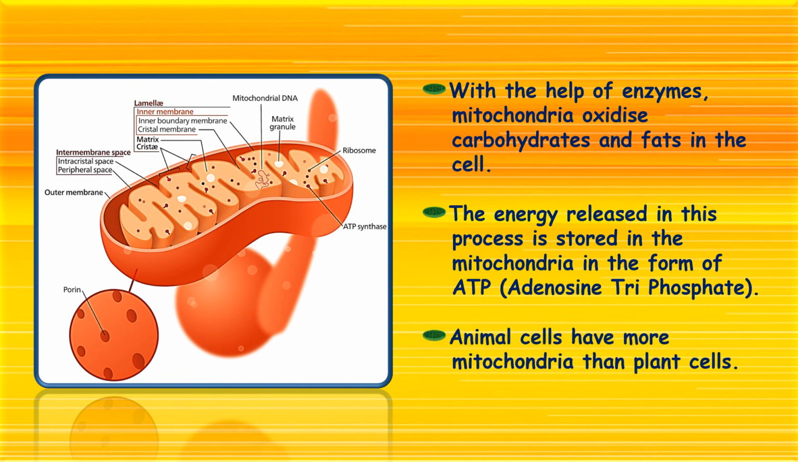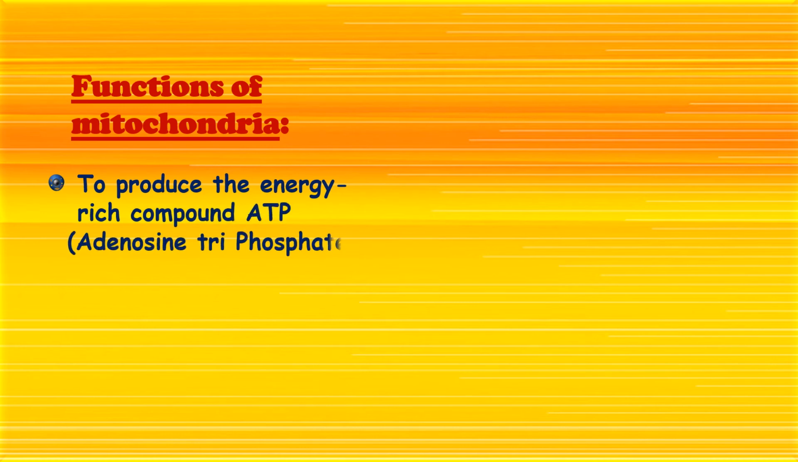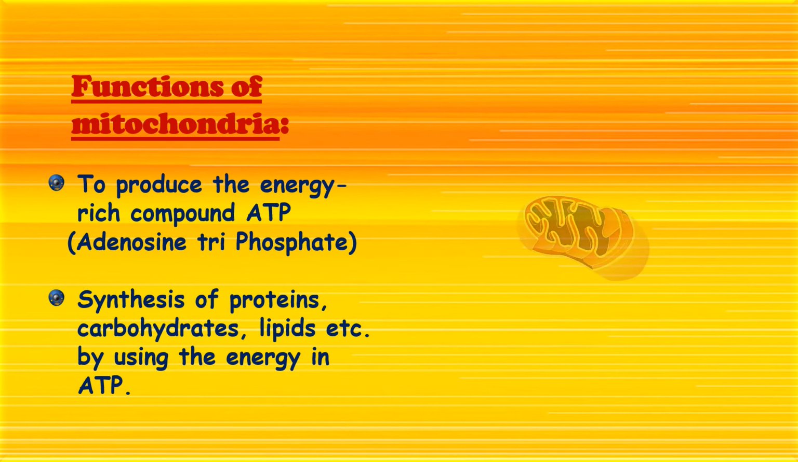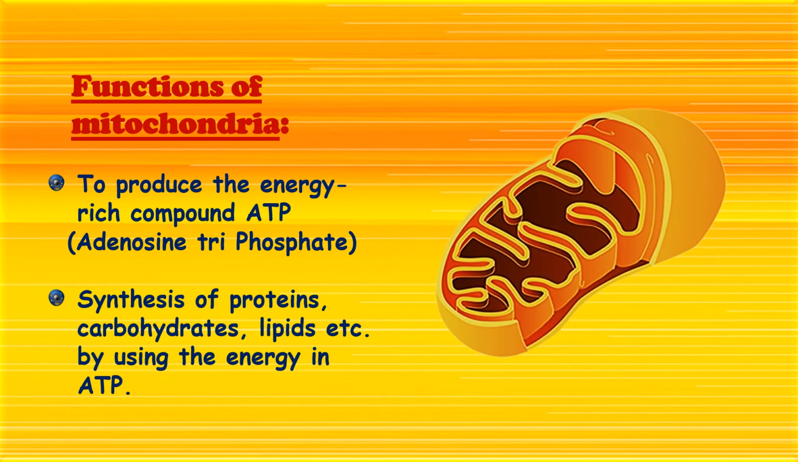Now, animal cells have more mitochondria than plant cells because animal cells have more activities, they need more energy, and therefore, because mitochondria produce this energy, there are more mitochondria in animal cells than in plant cells. The functions of the mitochondria: to produce the energy-rich compound ATP or adenosine triphosphate, then the synthesis of proteins, carbohydrates, lipids, etc. by using the energy in ATP.